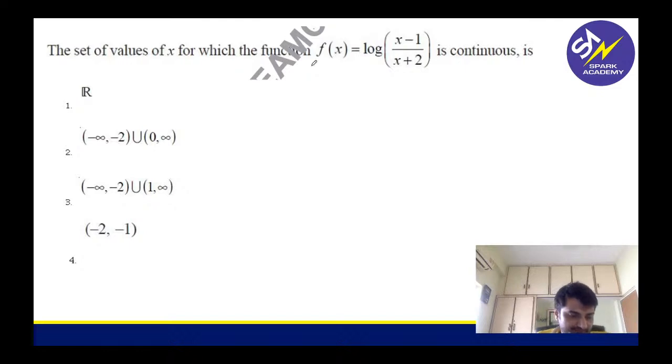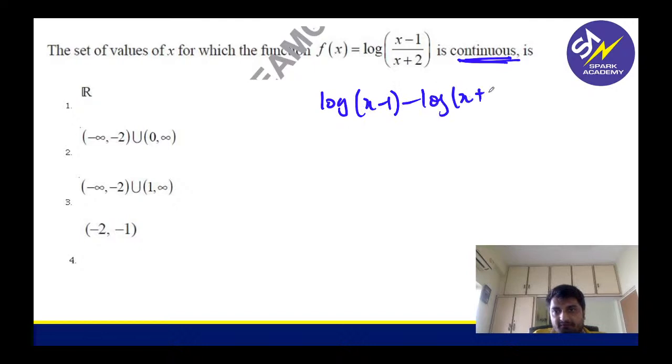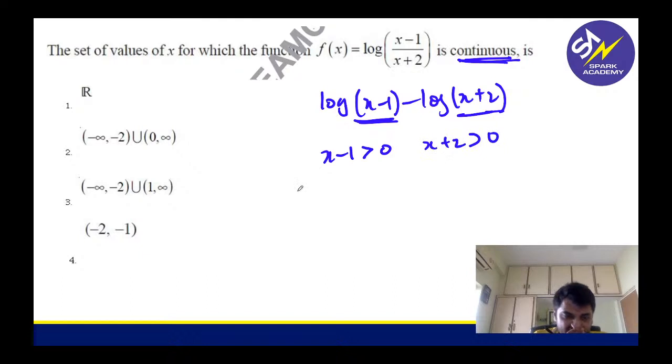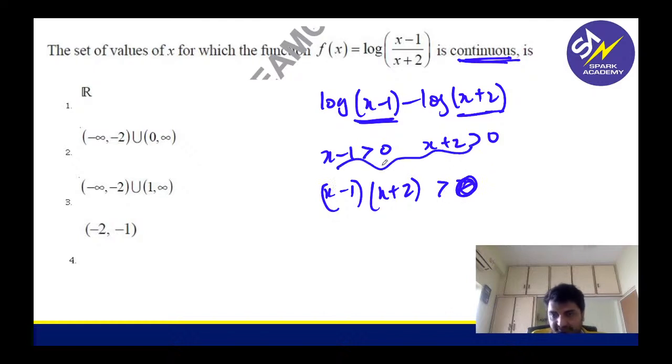Now tell me, guys. Continuous means what? Basically the limit should exist, right? This is like log a by b. So I can write log a minus log b, right? Now tell me, you have logarithm rules, right? So x minus 1 should be greater than 0. x plus 2 should also be greater than 0, right? Or I can write, if you combine it, x minus 1 into x plus 2 should be greater than 0, if you write the net equation.